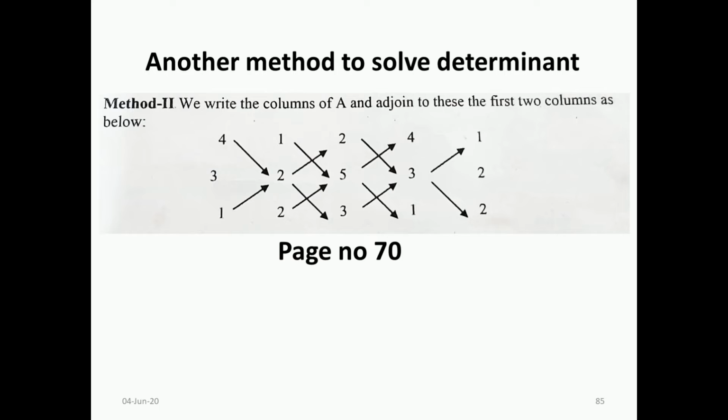You can find this on page number 70. I'm not discussing it here. If you understand this method, go for it. I'm not going through the number of methods to solve the determinant. I'm choosing one method. If you think the second method is much easier than the first method, go on.